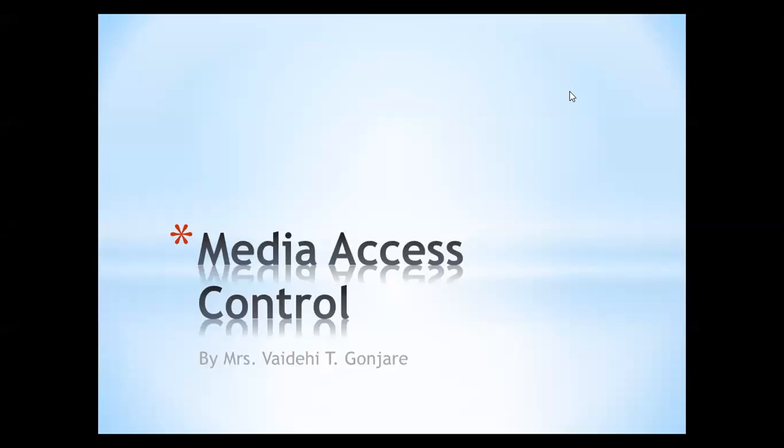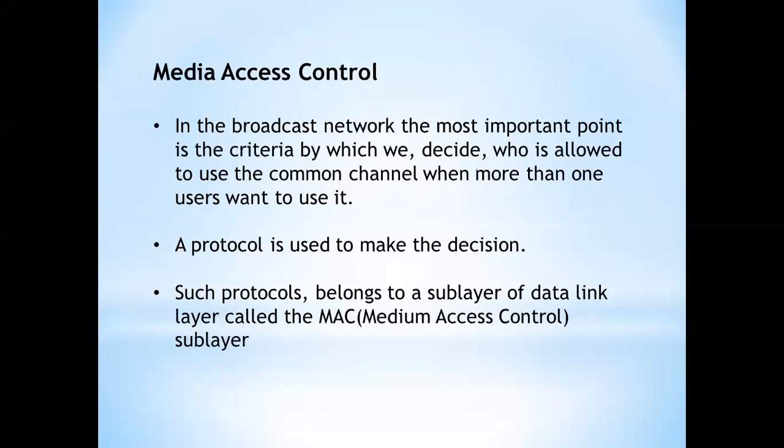Hello everyone. Now we are starting the next chapter of Unit 3, that is Media Access Control. So what is media access control? We can classify the network into two categories, the point-to-point network and the broadcast network. In this chapter, we are going to discuss the broadcast network and its protocols. The broadcast channels are also called multi-access channels or random access channels.